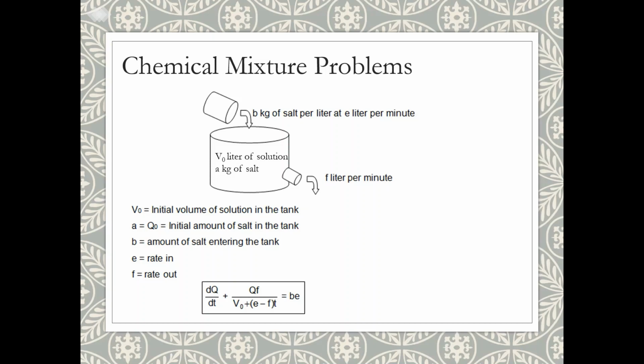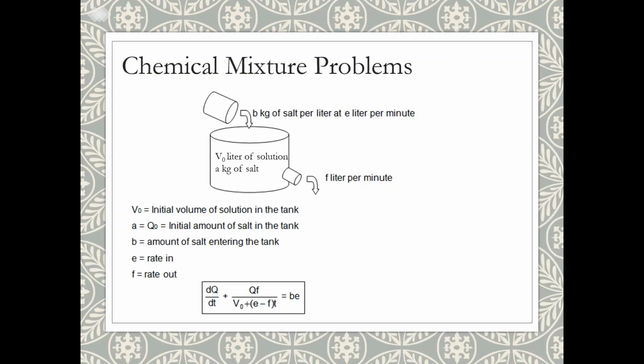Let's proceed with the chemical mixture problem. Consider a tank which initially holds V0 liters of brine and A kg of salt. A brine solution containing B kg of salt per liter is poured into the tank at the rate of E liter per minute, while simultaneously another solution leaves the tank at the rate of F liter per minute. The problem is to find the amount of salt in the tank at any time t.